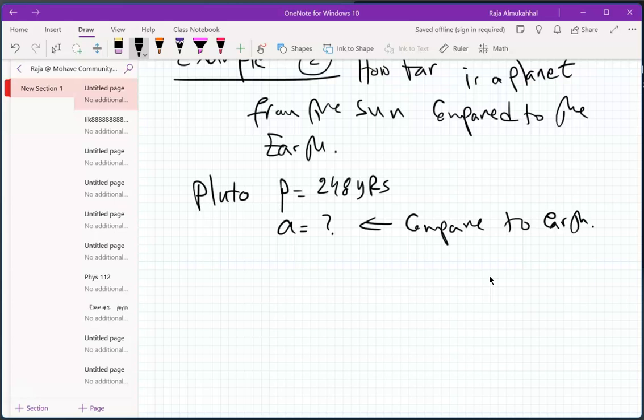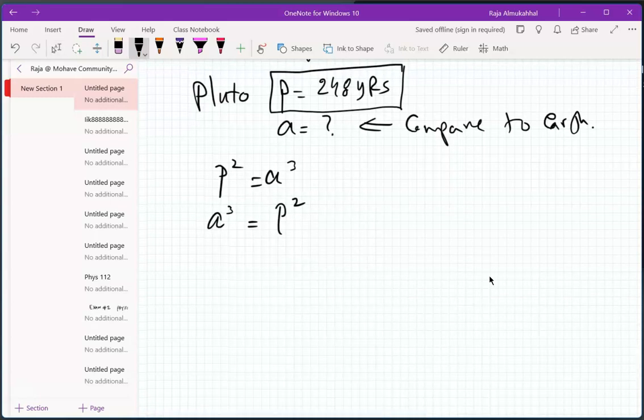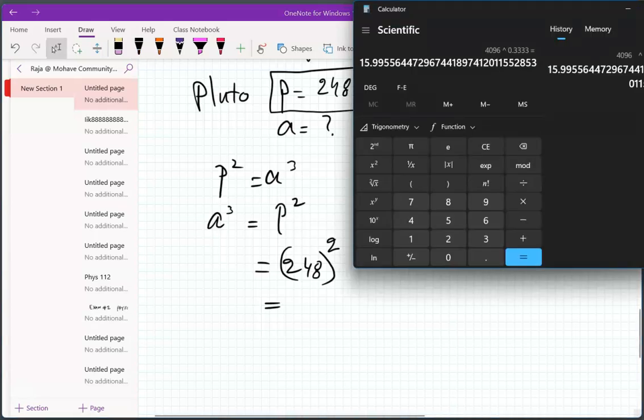Okay, so how do we do it? Well, basically we use the same formula. We have p squared equals a cubed, and I am solving for a. I like to put it on the left hand side, like here, and that'll be p squared. Remember the period here is given to us in years, so I'm going to plug in 248 quantity squared. So I'm going to square the period. Let's do that.